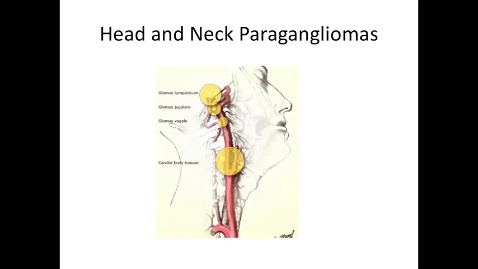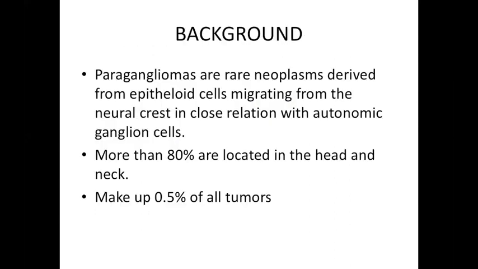The head and neck paragangliomas are quite interesting pathologies or tumors, and they do have multiple classifications, but the one I find most useful is the one which classifies them in relation to their location. So more than 80% are located in the head and neck. They make up about 0.5% of all head and neck tumors.